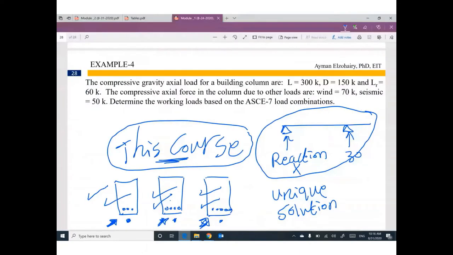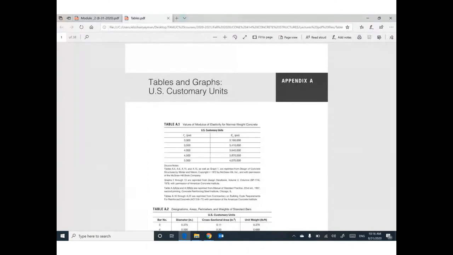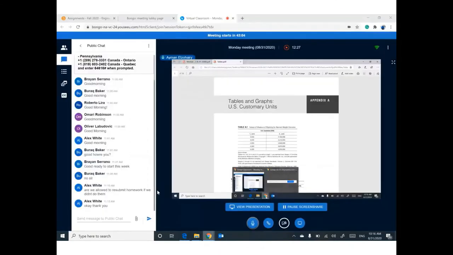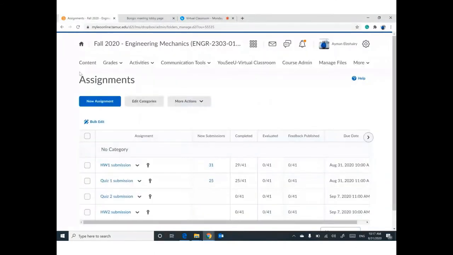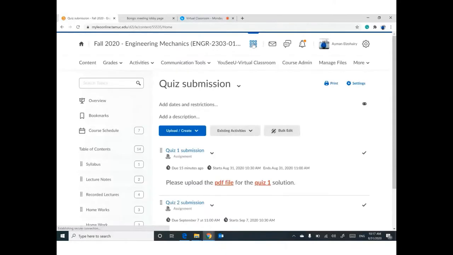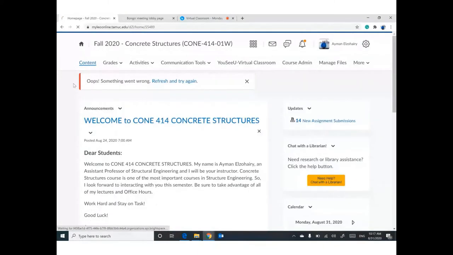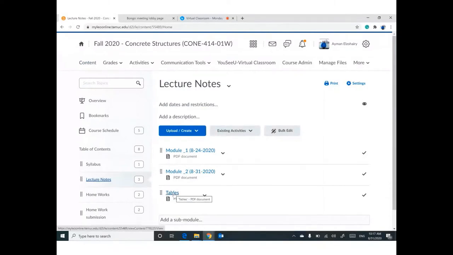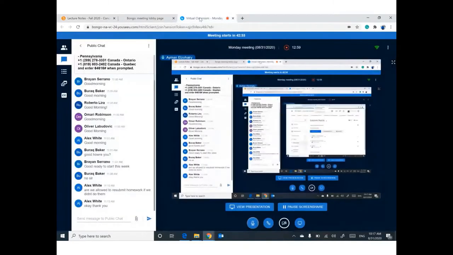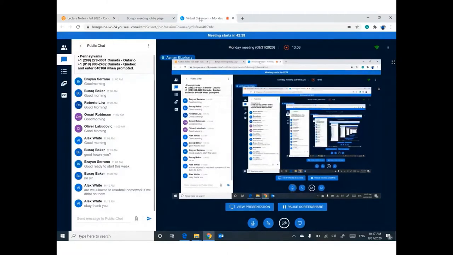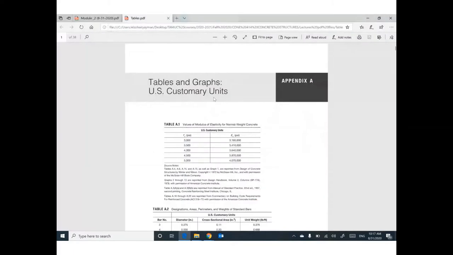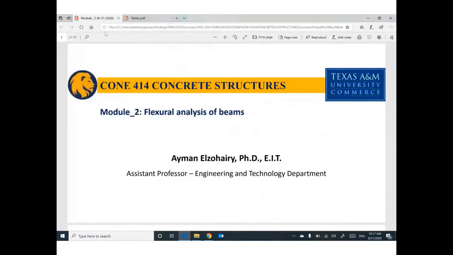Before leaving this point, I uploaded a PDF file under Content, lecture notes, table. Please, if you have the chance, print these pages. I think they are only 15 or 20 pages. You will need them during the exam. Actually, you will need them every time you are working on concrete design. We will use them today also.